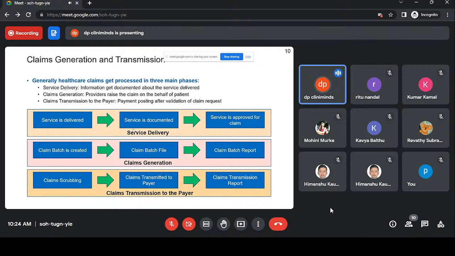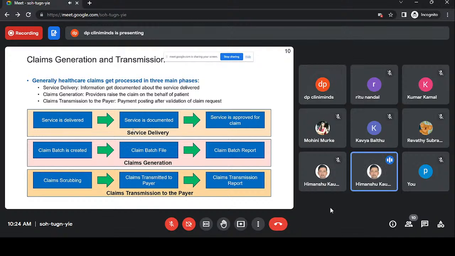And the claim generation, if you see, a claim batch is created, the claim batch file is made by the companies, the claim batch report is there, claim scrubbing is there. All the claims are being scrutinized by the insurance companies, and then claims are transmitted to the payer. So it directly goes to the payer because he is submitting the claims.